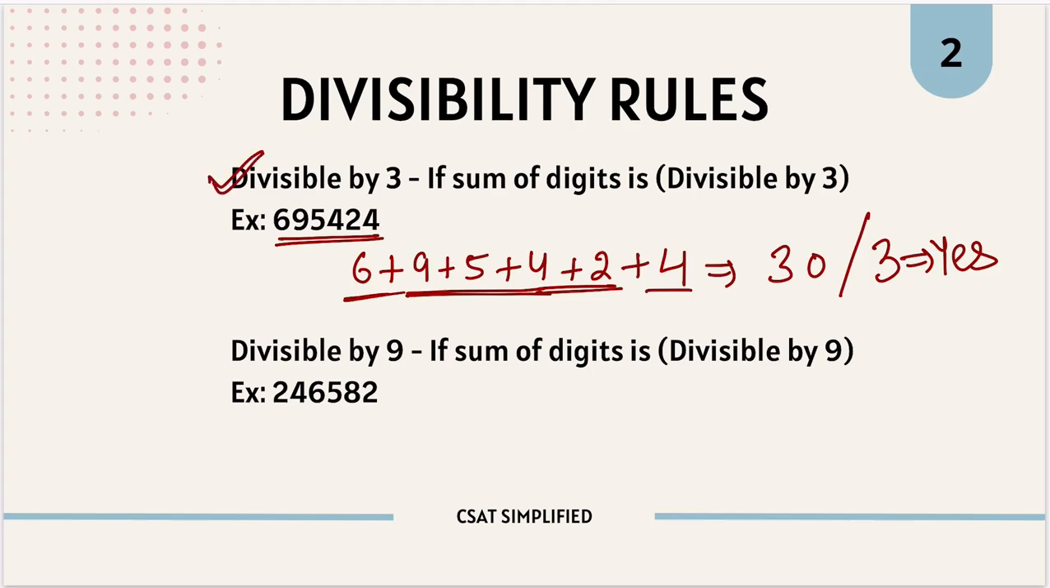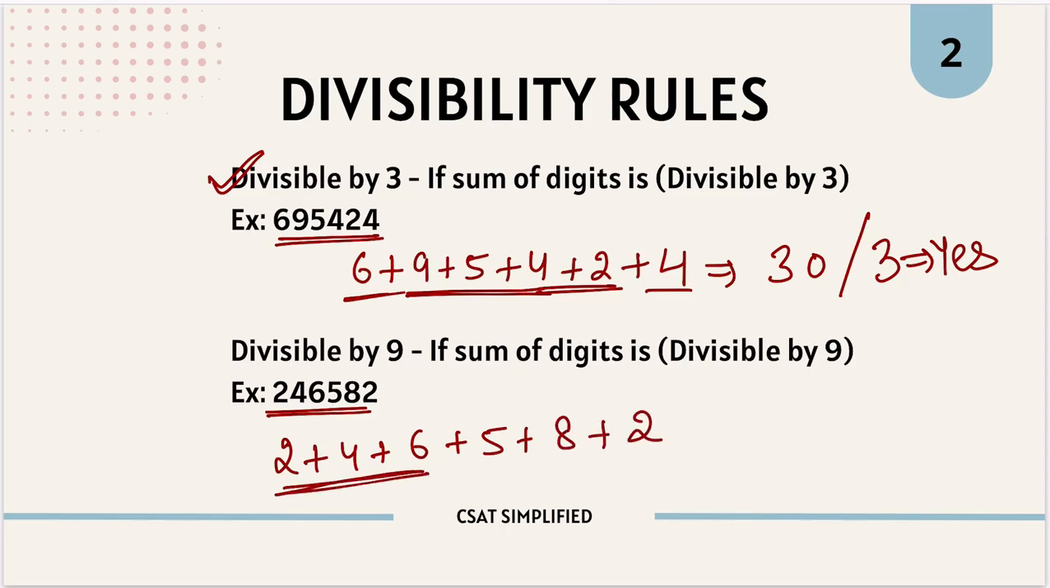Why am I taking 3 and 9 together? Because their divisibility rules are the same. Right? Now the divisibility rule of 9 is exactly the same as 3. You do the sum of the digits: 2 plus 4 plus 6 plus 5 plus 8 plus 2. So do the summation here: 6 plus 4 is 12, 12 plus 5 is 17, 17 plus 2 is 19, plus 8 is 27.